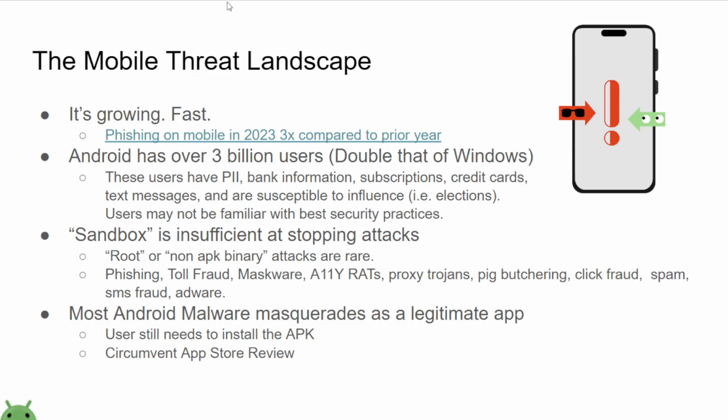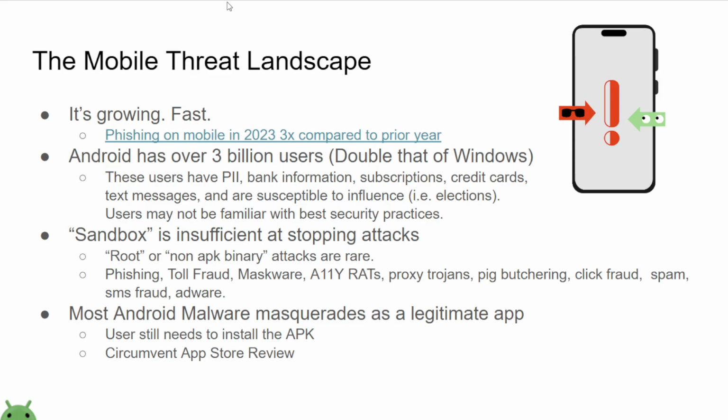In practice, what this means is that almost all malware is going to live within the confines of the application's sandbox. What can you do within the sandbox? Well, you could do phishing, which is basically impersonating something like a bank or otherwise stealing credentials. You could do toll fraud, which is signing up the user to a subscription without their explicit consent. You could be maskware, which is an app that looks like something, but in reality, it's something else. You could be a remote access Trojan, which is typically going to be abusing accessibility services. That would allow you to share the screen, perform clicks, all sorts of nasty behavior.